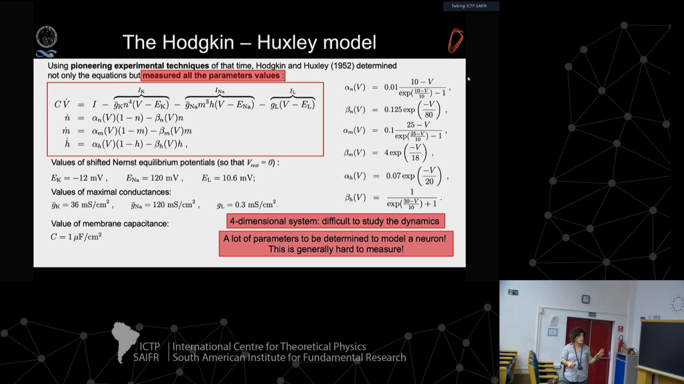If you want to use this model, you will have a lot of parameters, and also you have to know what channels your neuron has. So there are a lot of modifications from this original, saying if you have a sodium channel or a different kind of potassium channel or whatever, each neuron can have different channels and they will behave differently, okay?